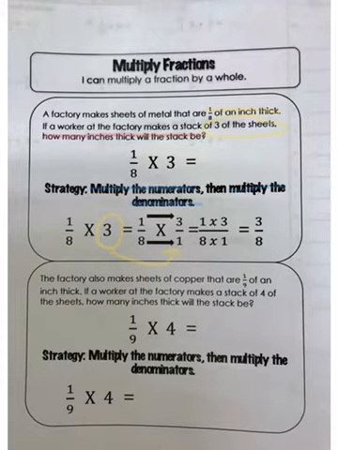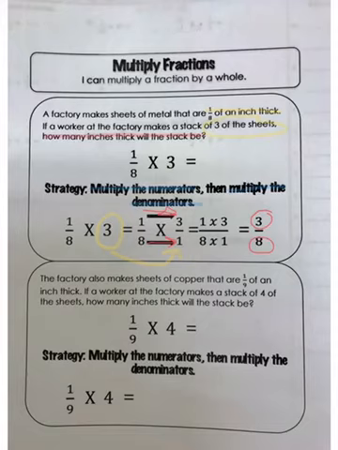I'm going to multiply my numerators, 1 times 3, which I know equals 3. Then I'm going to multiply the denominators, 8 times 1, which equals 8. Whatever you get when you multiply your numerators, that's your numerator in your answer. Whatever you get when you multiply your denominators, that's the denominator in your answer. You always have to look at it at the end and see if it can be simplified. 3/8 cannot be simplified, so I know it is as simple as it goes. Go ahead and pause the video and practice the problem below.